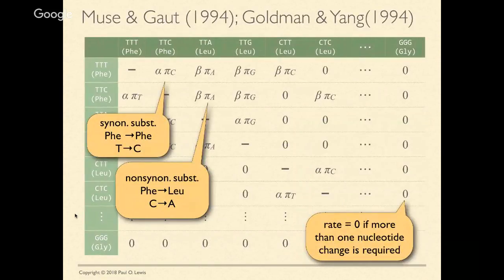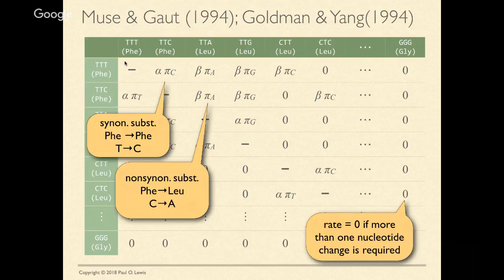So how do we incorporate the genetic code into a model? There are 2 papers that were published back-to-back in 1994, Muse and Gaut and Goldman and Yang. And these basically presented very much the same model. There were a few differences between the models. The Muse and Gaut model is a little bit simpler, so I'm going to use that as an example, but the Goldman and Yang model has become sort of the de facto standard these days.